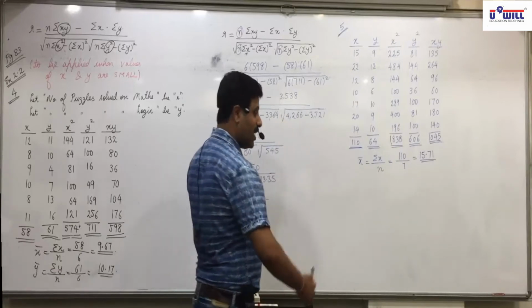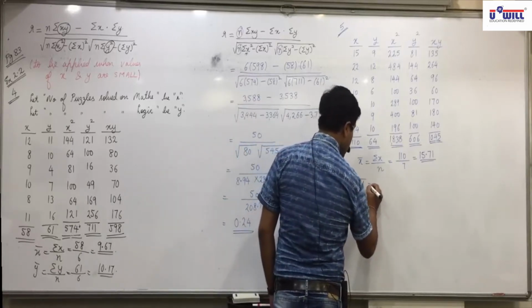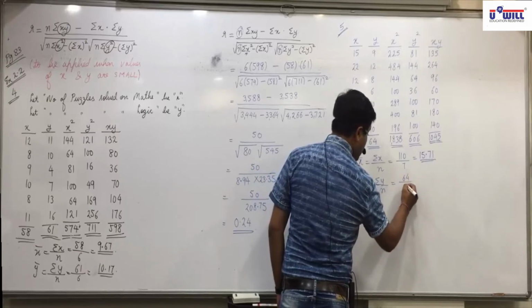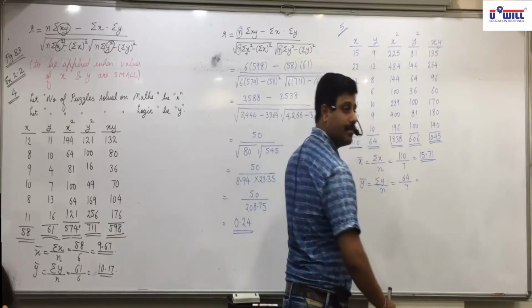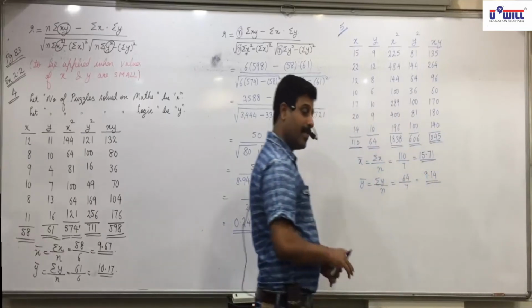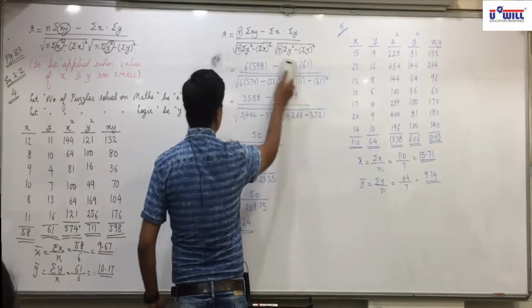Tell me the second one also, y bar. Sigma y upon n, 64 divided by 7, 9.14. Is everyone clear with it? Yes. Now write down this formula.